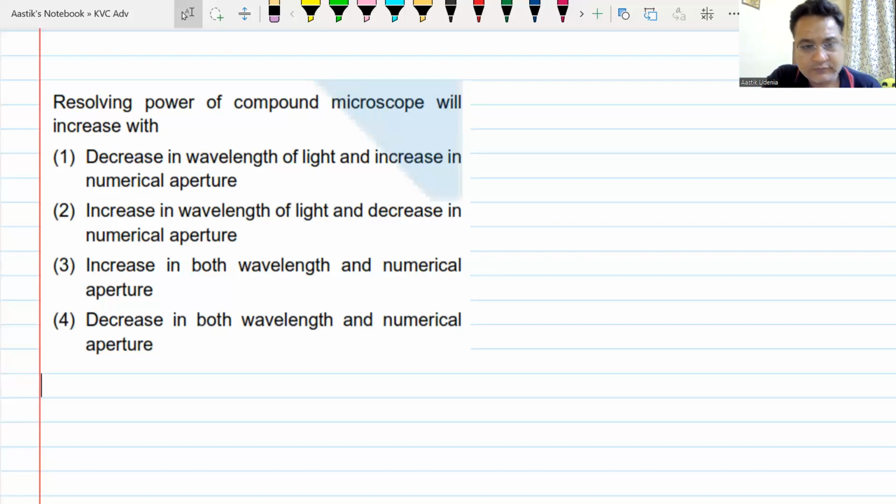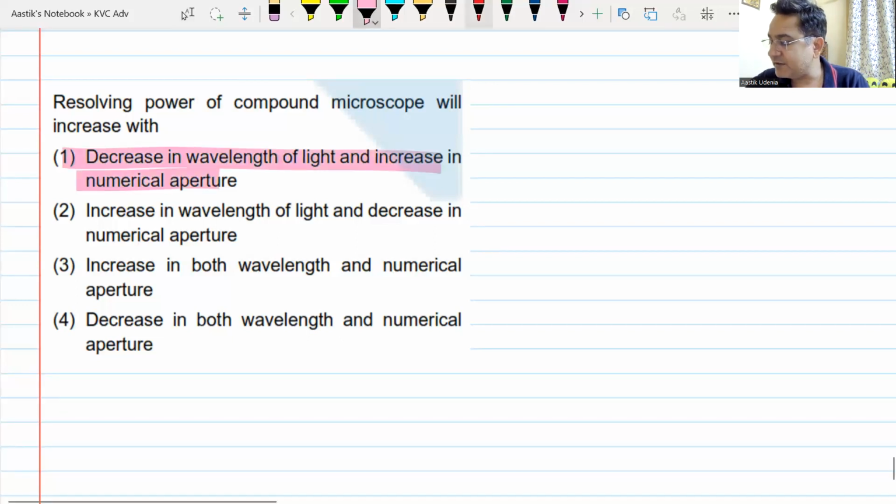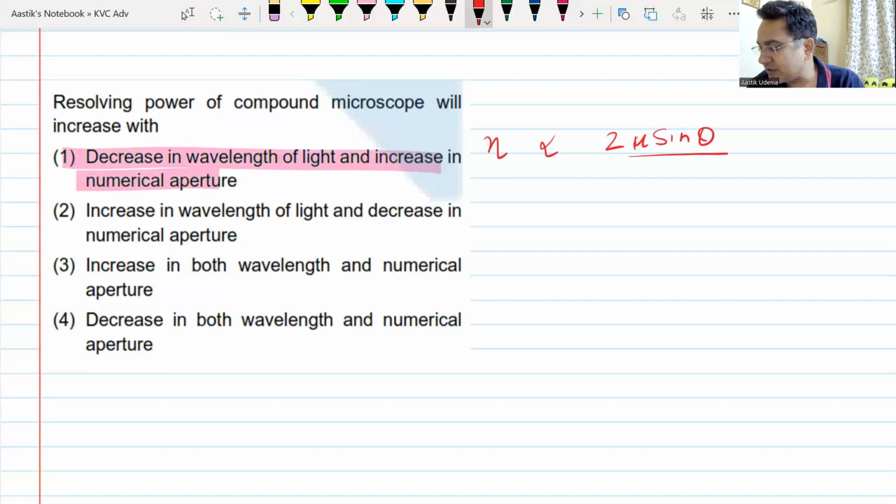Option 1, sir. Option 1, sir. With a decrease in wavelength, resolving power, let me call it eta, is directly proportional to 2 times mu sine theta, which I call the numerical aperture, divided by lambda. Do we remember this? Yes, sir. I think the same question we did is coming here again. Can't help it.